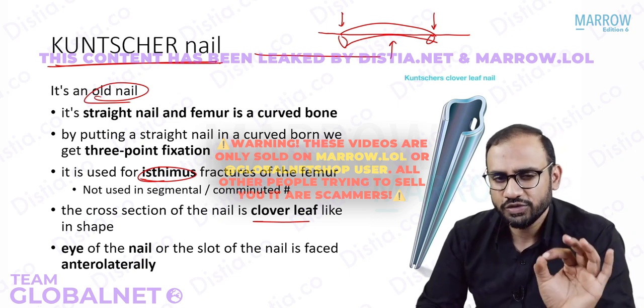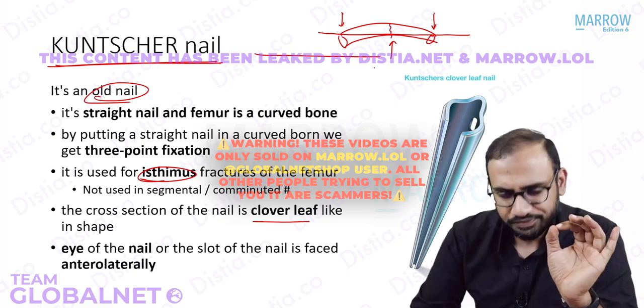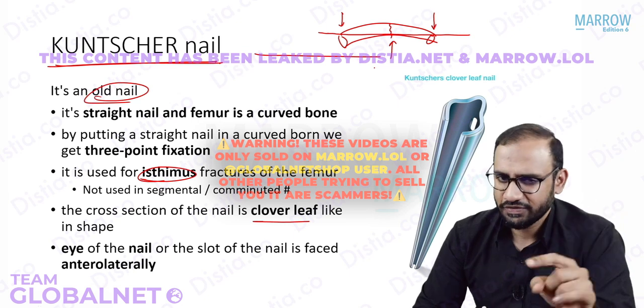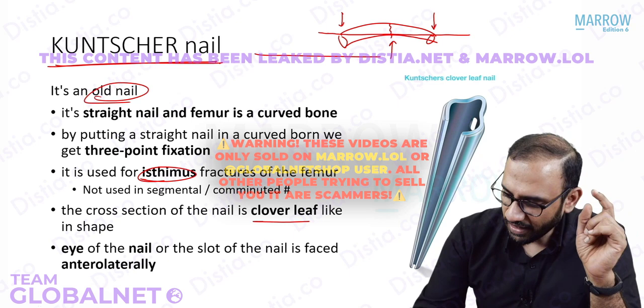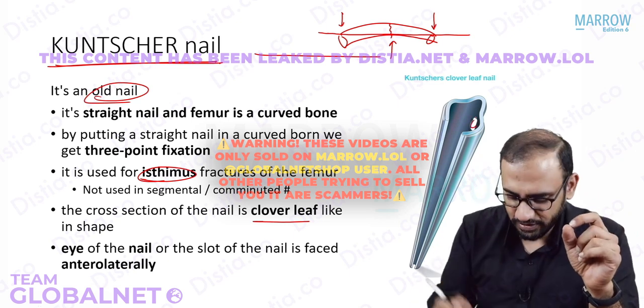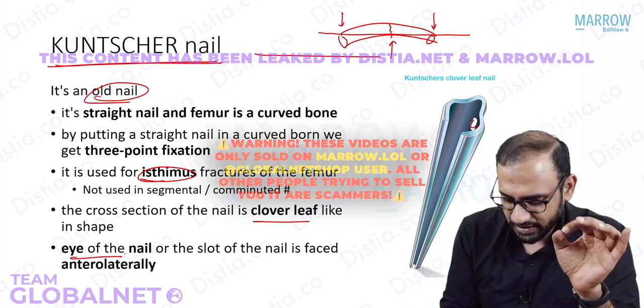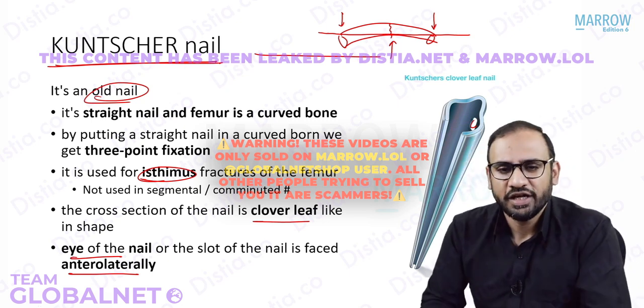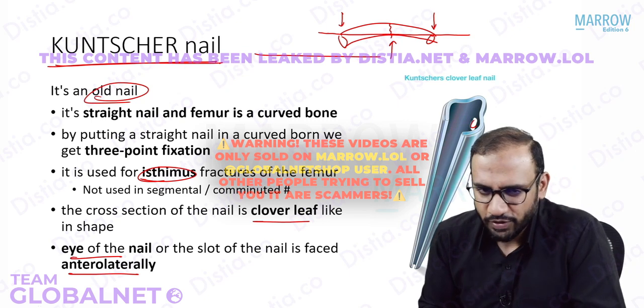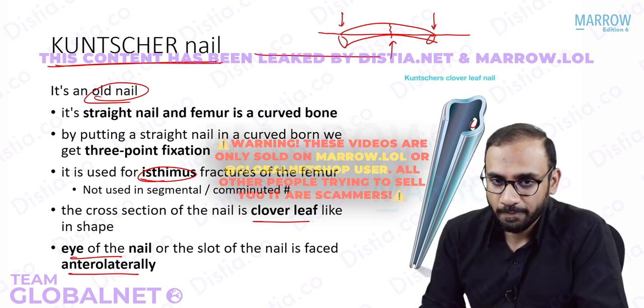It could only be used for isthmus fractures, not for comminuted or segmental fractures. And it had an eye to help extract it out. This eye of the nail was usually placed anterolaterally. Sometimes, very rarely, they used to ask questions on the Kuntscher nail. Nowadays, I have not seen any question. But just for the sake of completion, you should know what it is.